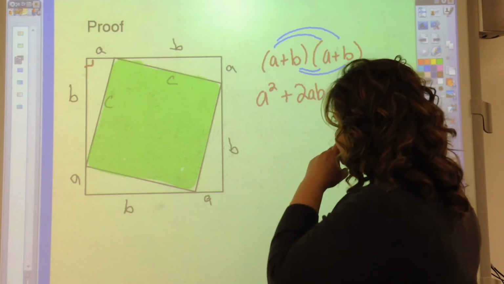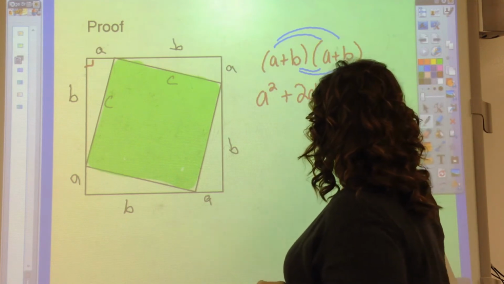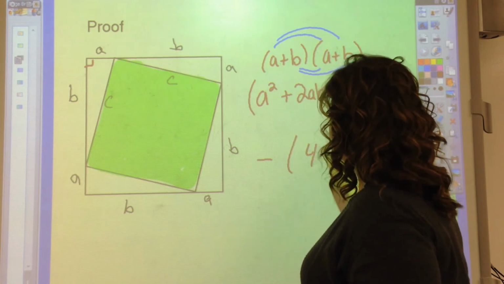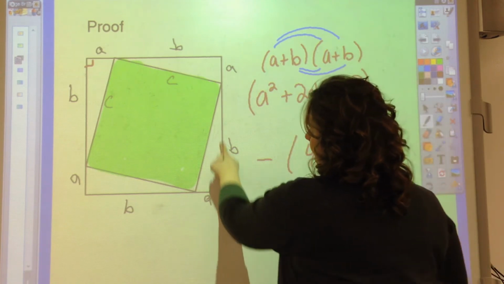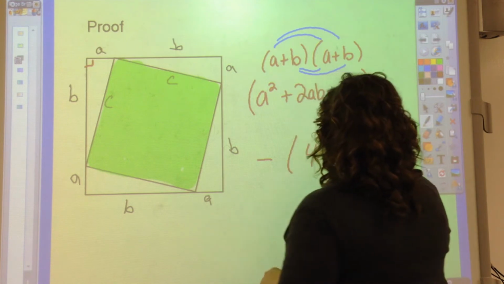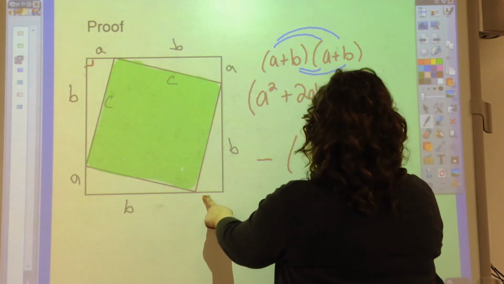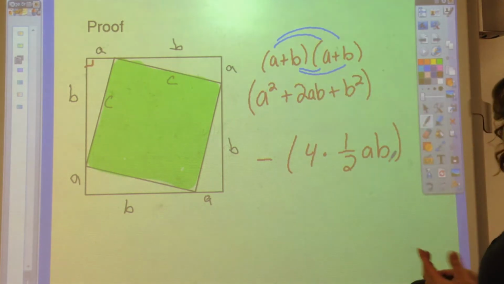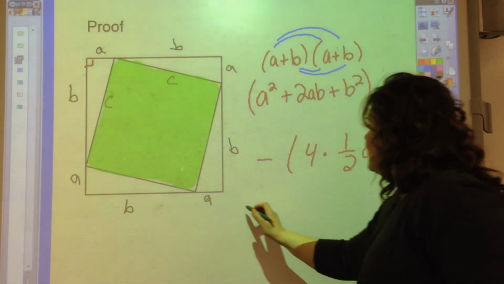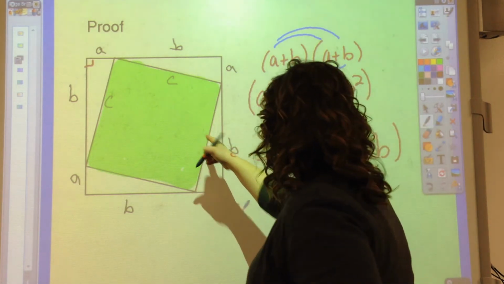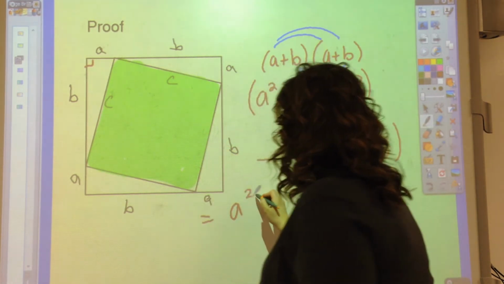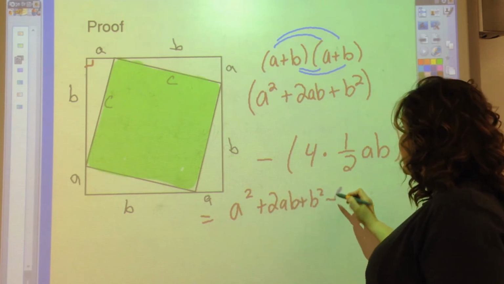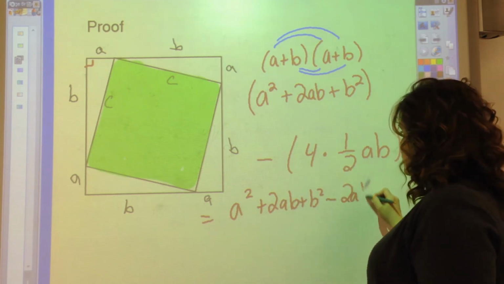And so I want this area minus, I have 4 triangles that are all 1/2 base times height. So I would have 1/2 base is A times height, which is B, and hopefully you'll agree with me that 4 times 1/2 is 2. And now I have, for the area of the green region, A squared plus 2AB plus B squared minus 4 times 1/2, which is 2AB.